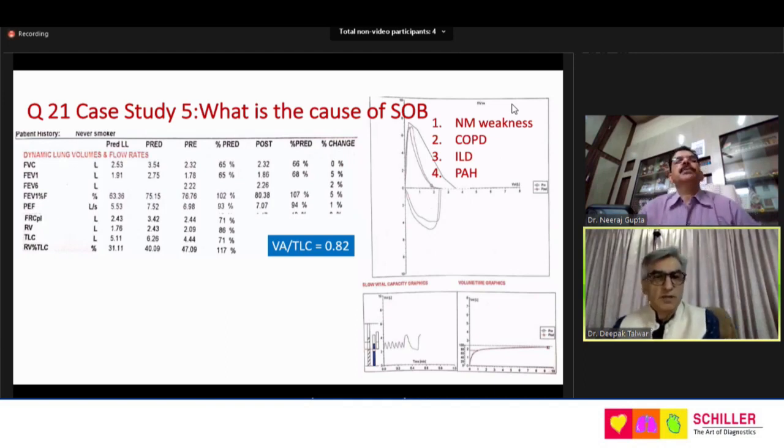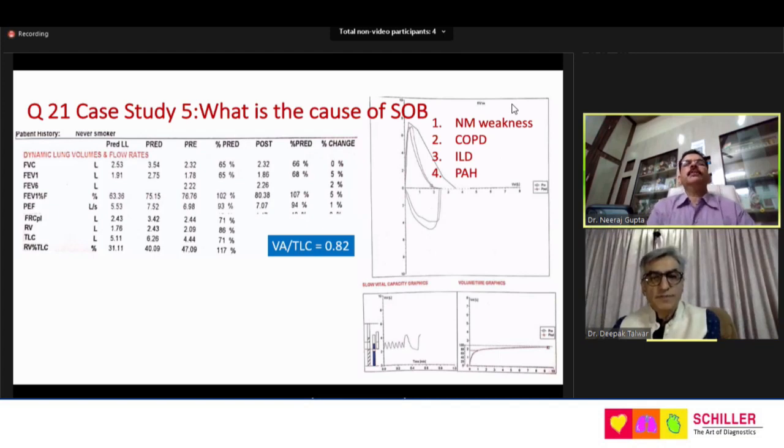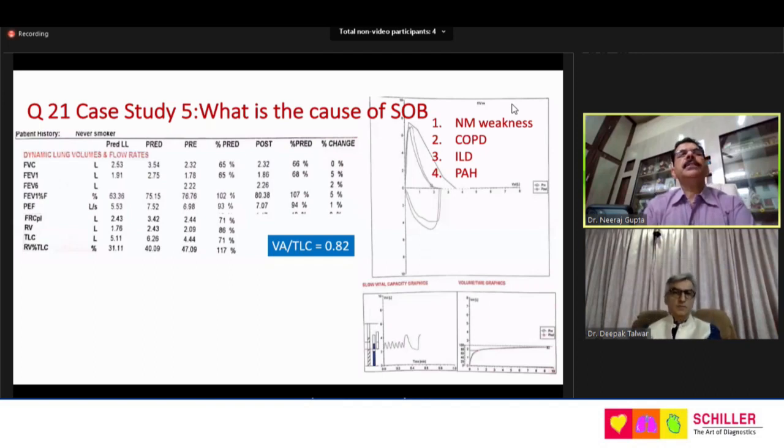What is the cause of shortness of breath in this patient? We have got spirometric parameters: 65% FVC, 65% FEV1, and 102% FEV1/FVC ratio. You can have a look at the graph which is available here. I think it is typically showing a restrictive pattern.